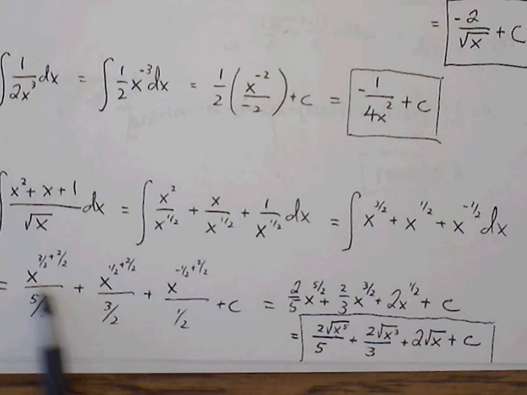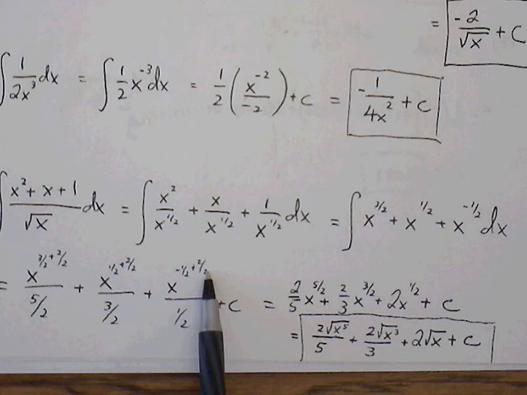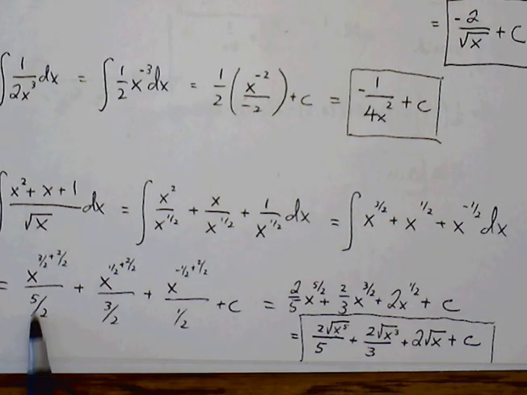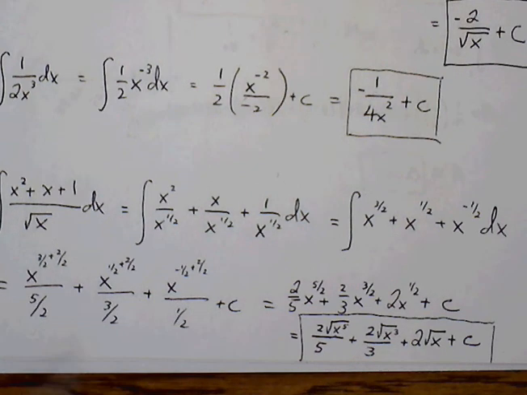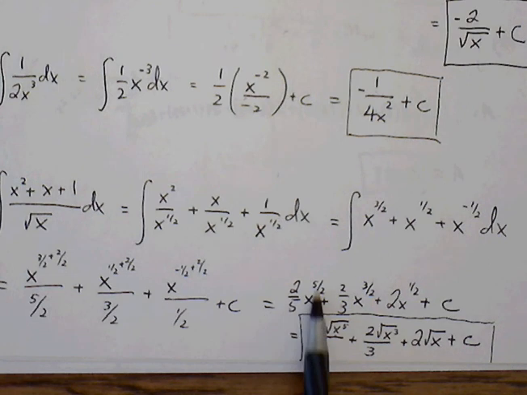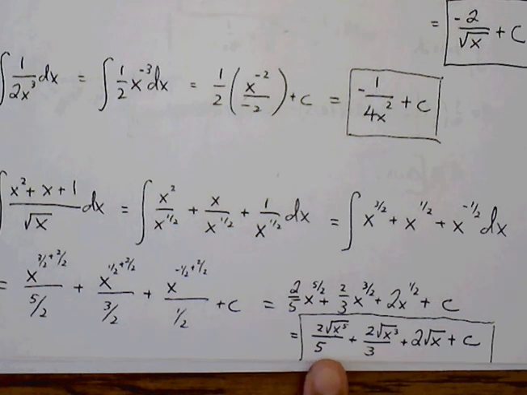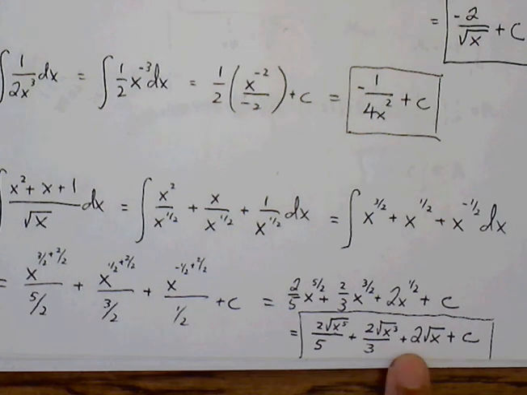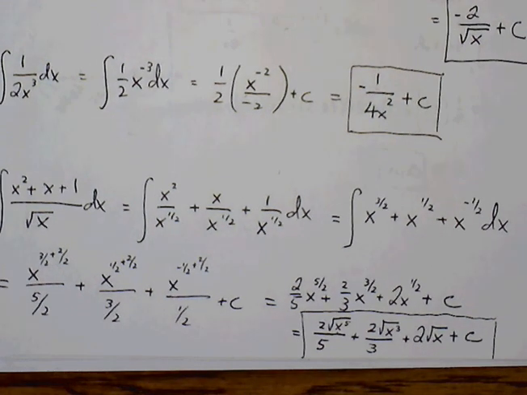So 3/2 plus 1, or 3/2 plus 2 over 2, is 5/2. 1/2 plus 2 over 2 is 3/2. Negative 1/2 plus 1 is 1/2, so we divide by the new exponent. Flip, bring all the fractions up to the numerator. So we get 2/5 x to the 5/2 plus 2/3 x to the 3/2 plus 2x to the 1/2 plus c. And you can also rewrite your answer using radical form if you'd like.